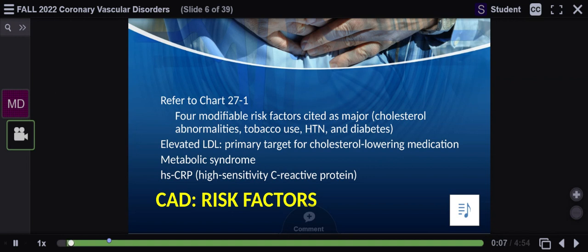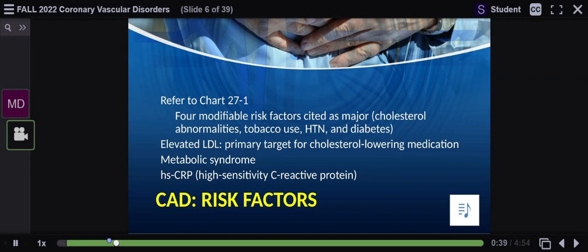So again, as a recap, when you think of risk factors, they are classified as modifiable or non-modifiable. Modifiable risk factors are amenable to intervention, something we can change, while non-modifiable factors are inherent risk factors that are not amenable to interventions, something we can't change. In your book, page 752, chart 27-1 gives you the list of the risk factors for coronary artery disease.